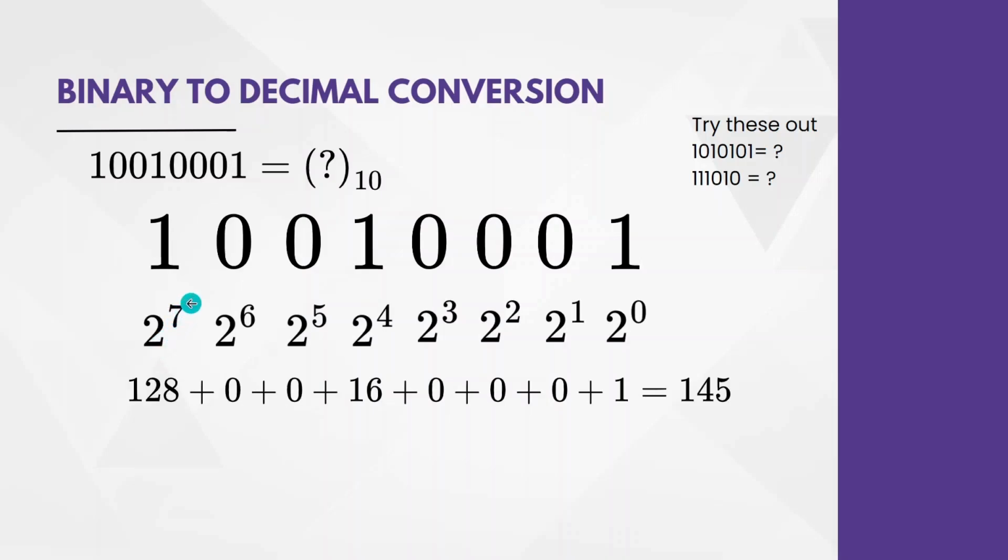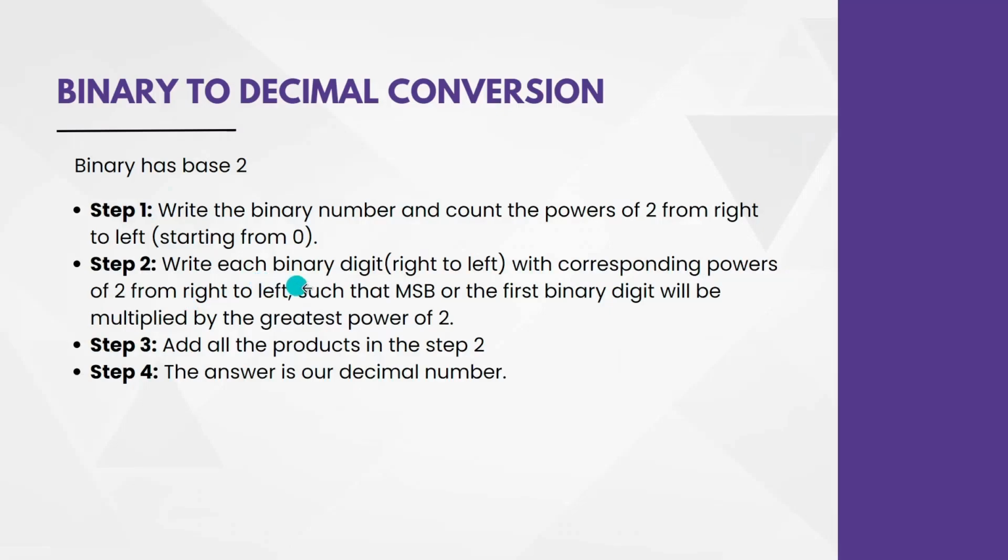Now the next step is to write each binary digit with corresponding powers of 2 from right to left such that the MSB or the first binary digit will be multiplied by the greatest power of 2.